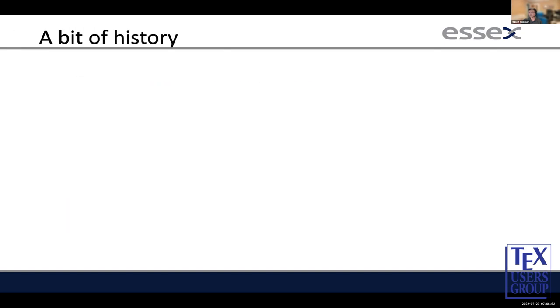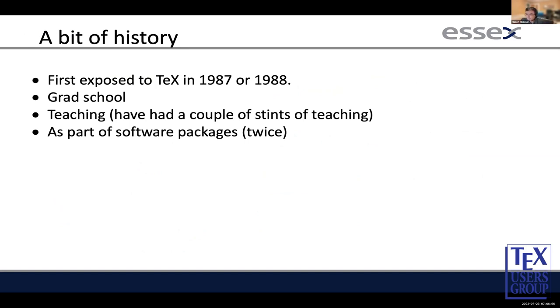So, a bit of history. I've been writing code since 1982. It's been a long time. I think in September, it'll be 40 years in the business. I was first exposed to TeX in '87 or '88, I think, in grad school, and started using it for papers like many people did. You come across a thing and you can write your papers in it, and it was much better than troff or nroff, or the word processors of the day that existed then.